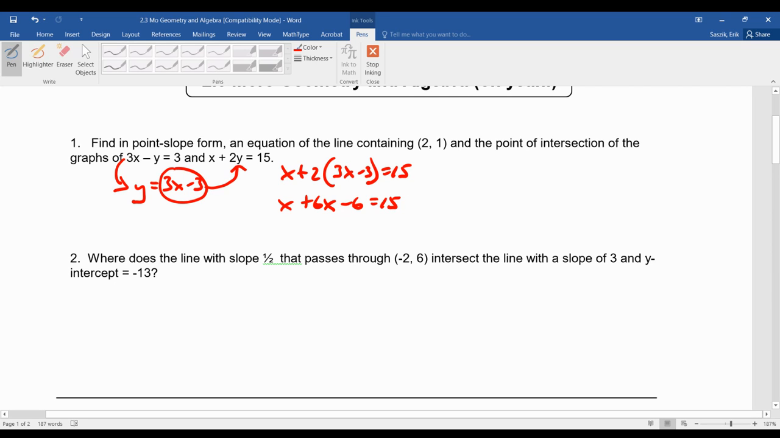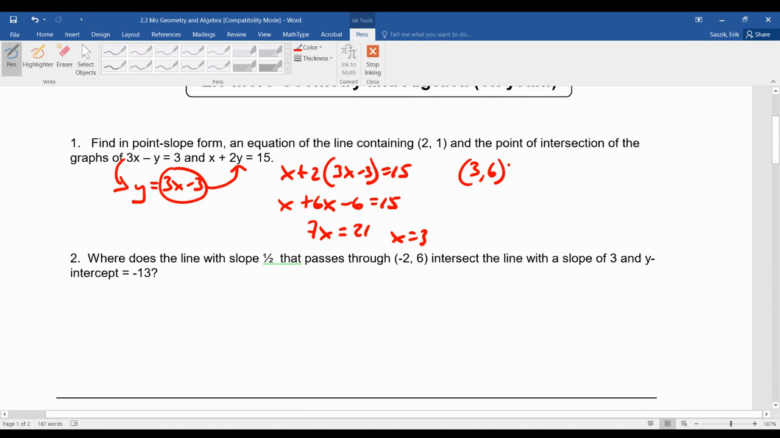And what do I get? Combine like terms, move the 6 over. I got x equals 3. Obviously, you've got to plug back in. You can do that mentally to find y. 3 times 3 is 9. 9 minus 3 is 6. So we have a point of intersection of (3, 6).